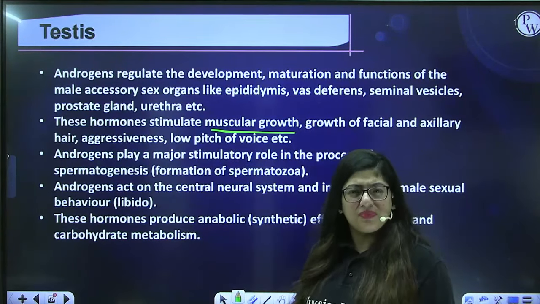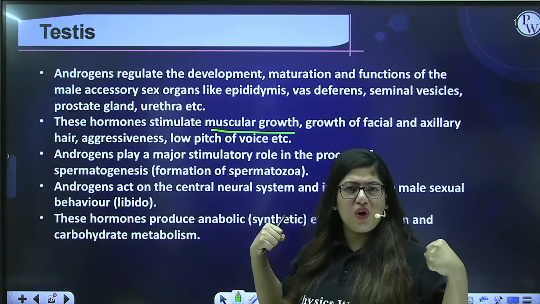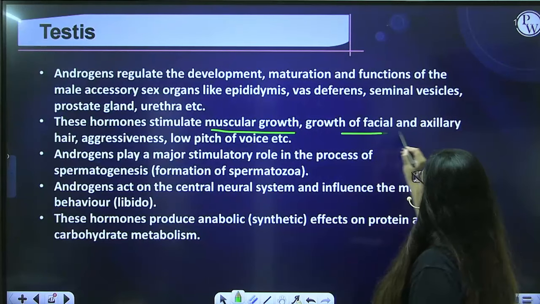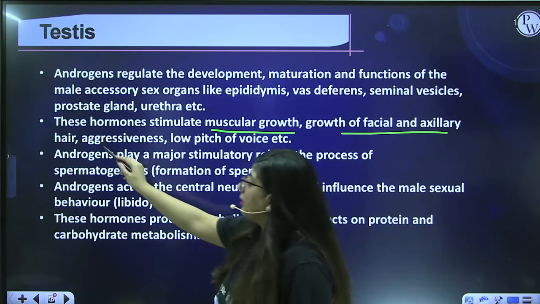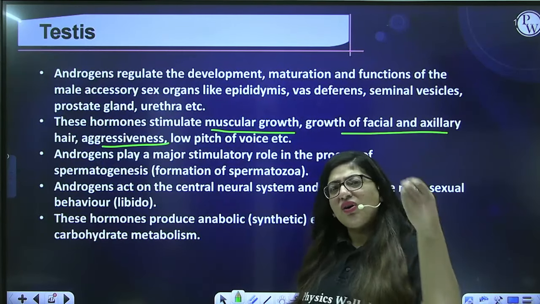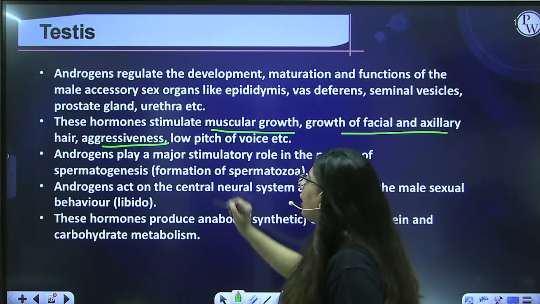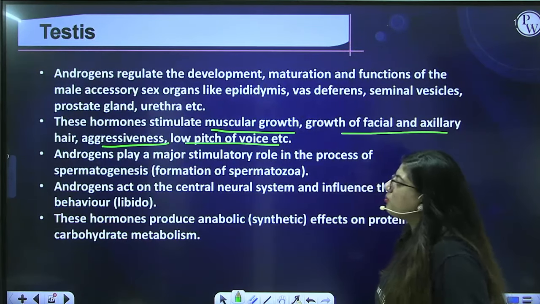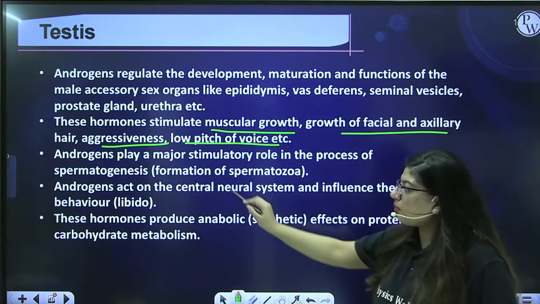Males have larger muscles, the strongest muscles. Why? Because they have testosterone. Also, they have facial hair. They are more aggressive than females. Whenever you see a fight, always males are responsible for that. Low pitch voice. Okay. Androgens play a major stimulatory role in the process of spermatogenesis.